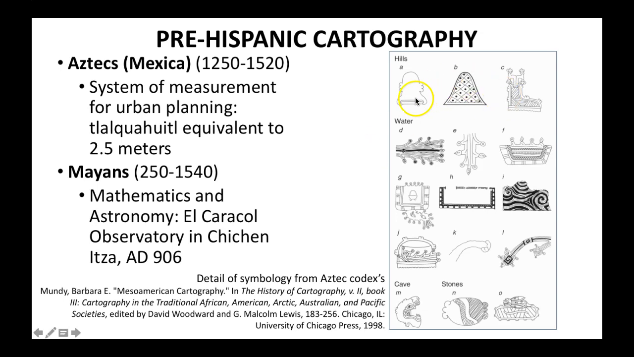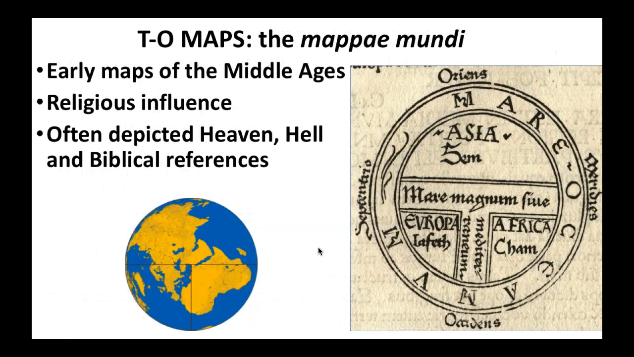For example, hills are depicted with these structures. Water also is quite recognizable within codices, Aztec codices, and we also have caves and stones, for example. And this is a detail from the book, The History of Cartography, in the chapter on Mesoamerican cartography.